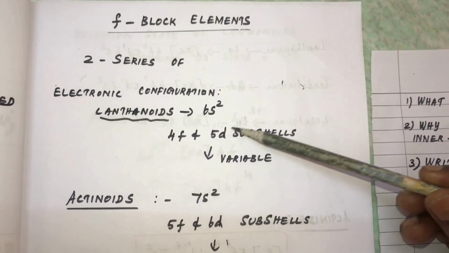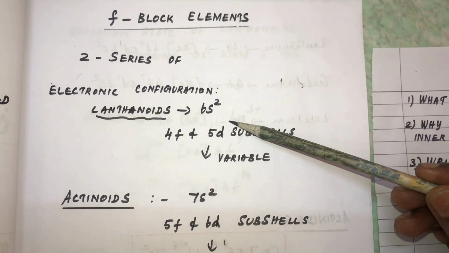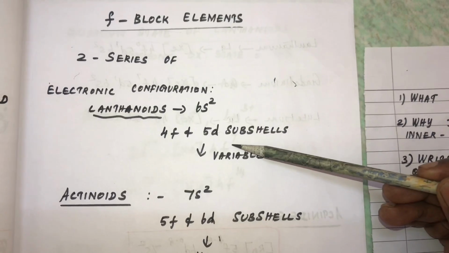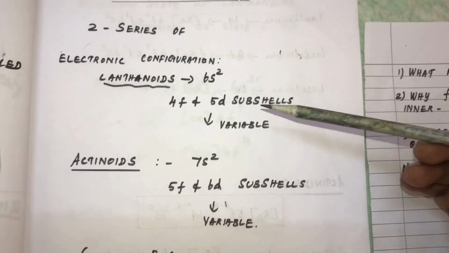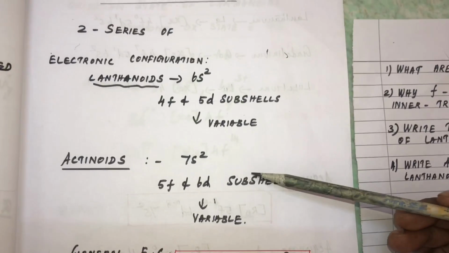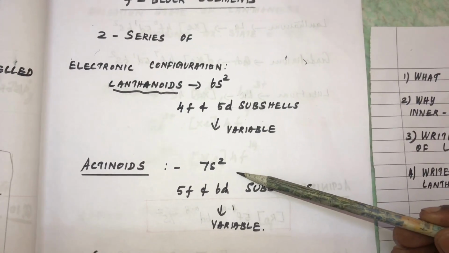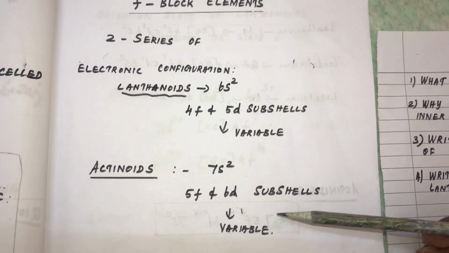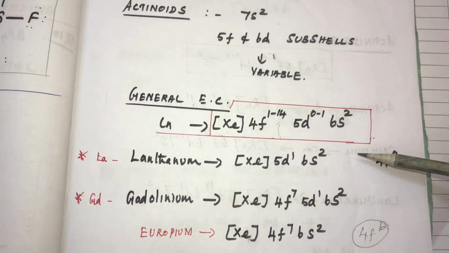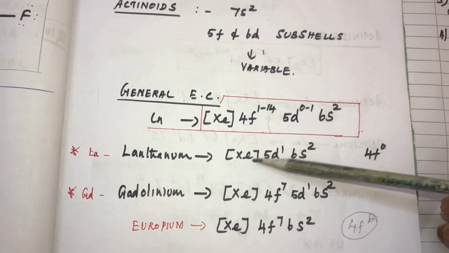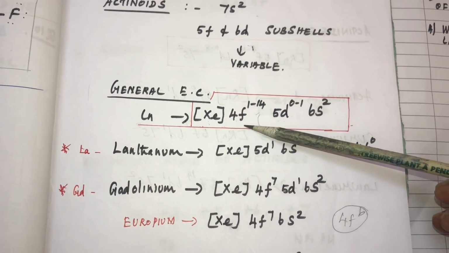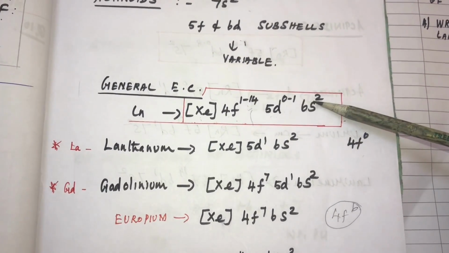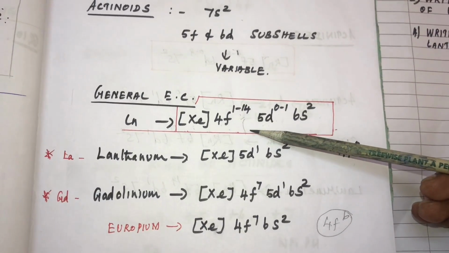In lanthanides, the common electronic configuration has the 6s2 orbital and variable electron occupancy in the 4f and 5d subshells. Similarly, in actinides, the common electronic configuration has 7s2 and variable electron occupancy in the 5f and 6d subshells. The general electronic configuration of lanthanides resembles xenon: 4f1 to 14, 5d0 to 1 and 6s2 is the common electronic configuration of lanthanides.